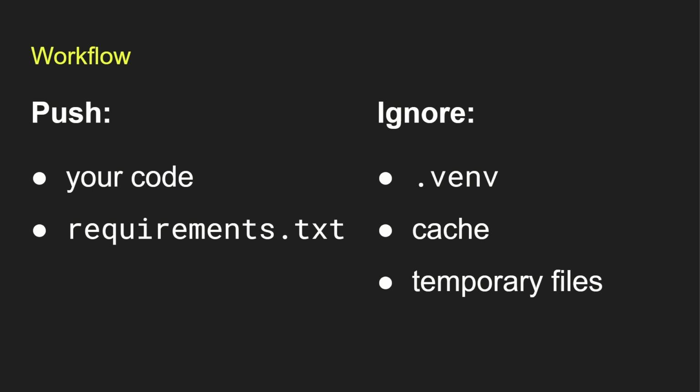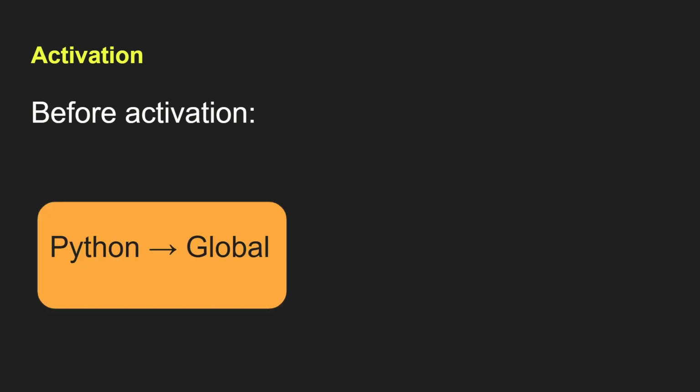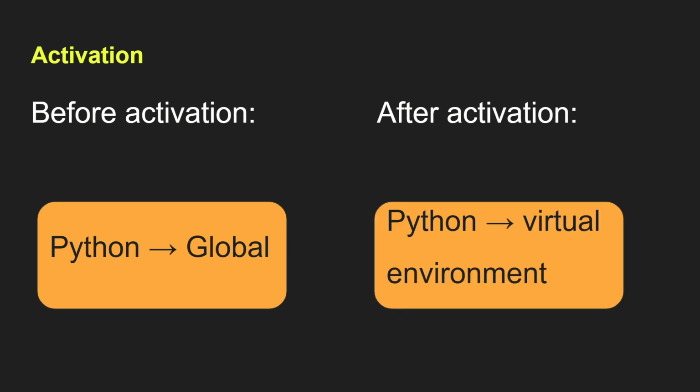After creating a virtual environment, you need to activate it. Otherwise, your system will still use global Python. Activation does not create anything new. It simply changes where your system looks for Python and pip. Before activation, when you type python, your system is pointing to global Python. After activation, the same command now points to the Python inside your virtual environment. It is the same command but a different target, and that's what isolates your project.